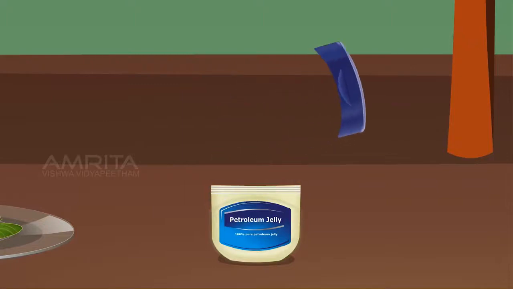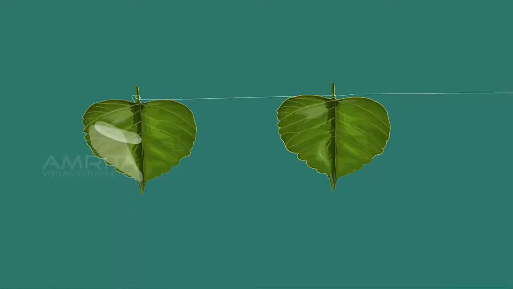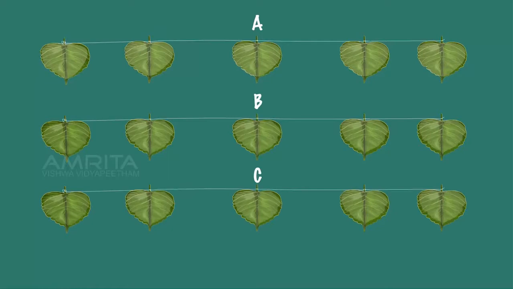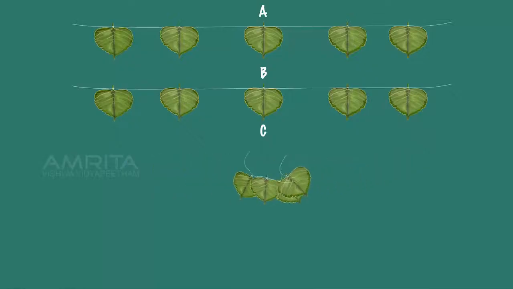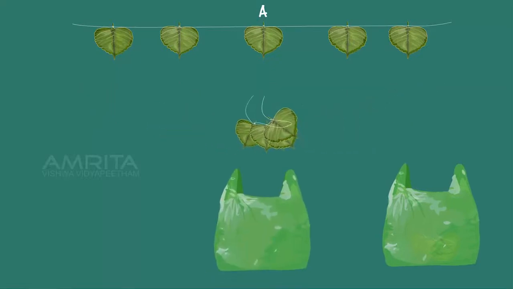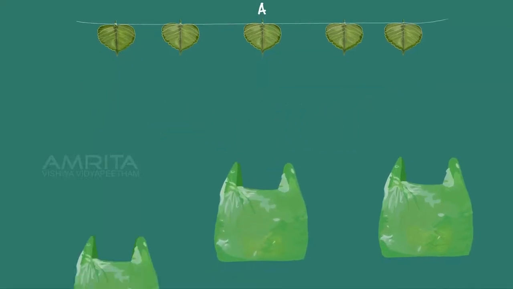Take some petroleum jelly and apply an extremely thin layer of petroleum jelly on the surface of each leaf. Make a bundle of these leaves and pack them in polythene bags. Make 3 such bundles of smeared leaves and mark them as A, B, and C.